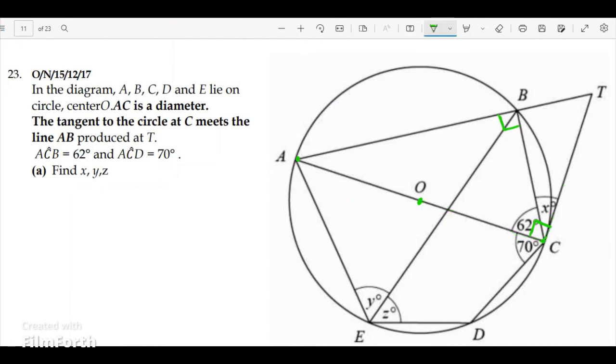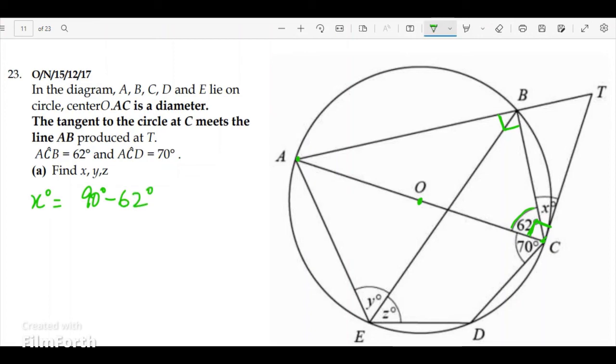Now, what they're telling us first to find, by the way, they have given us ACB equals 62 degrees, as can be seen here, and ACD equals 70 degrees given as well. So we have to find x first. This whole is 90 degrees. This bit is 62 degrees. We can easily work out x here. So x degrees would be equal to 90 degrees minus 62 degrees.